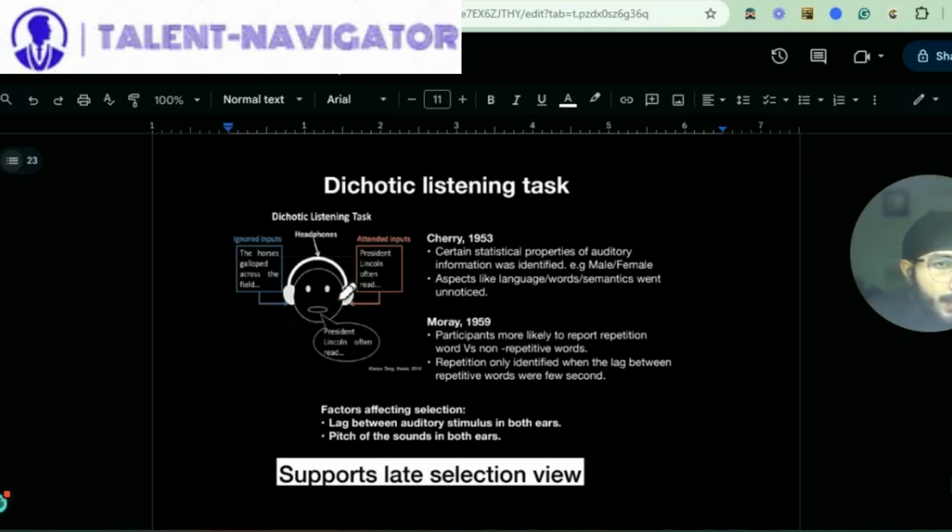As you can see, a person is wearing headphones. So this is the experiment. One side of the headphone gives us one message, and the other side is another message. For example, this is the attended input, "President Lincoln often read," and the ignored input is on the right side of the person's ear.